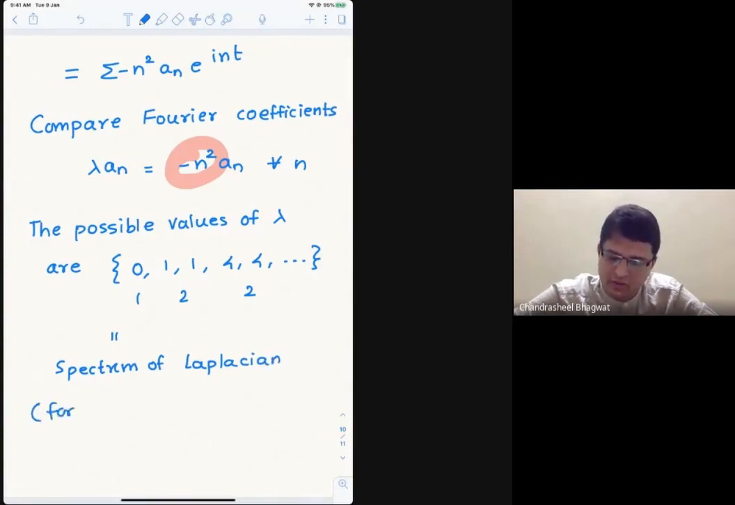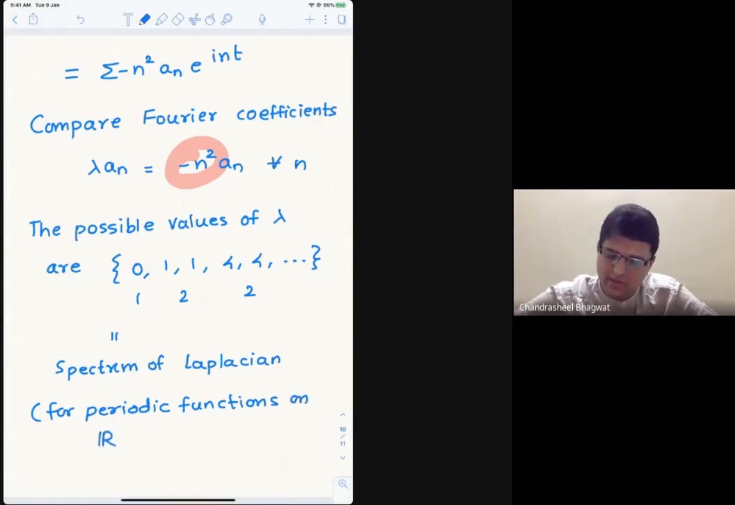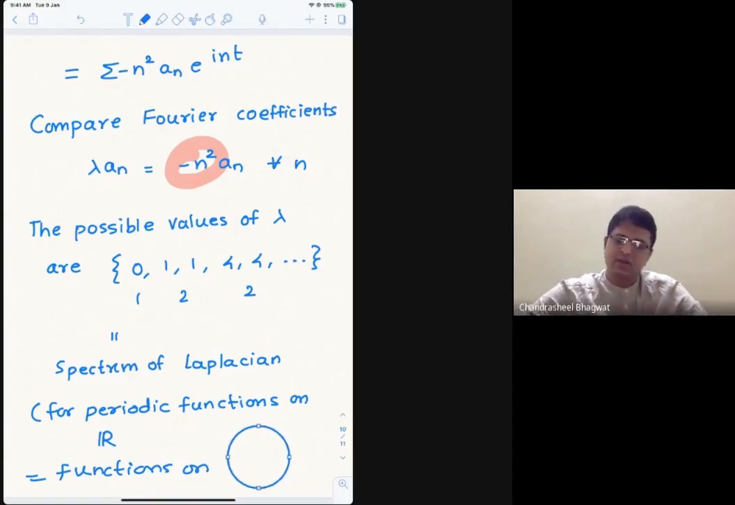So I'll write what sort of functions we wanted. We wanted periodic functions on the real line. This is saying that functions on the circle. Okay. So here I'm not going into the geometry and topology, like how you can think of periodic functions as functions on the circle. The students who have seen some real analysis and topology should be able to see why this is happening. So this is how the spectral theory comes into the picture.